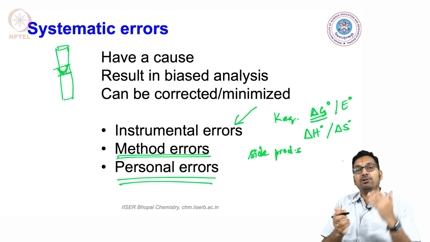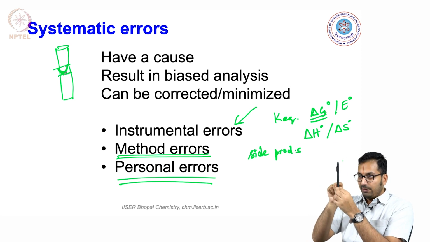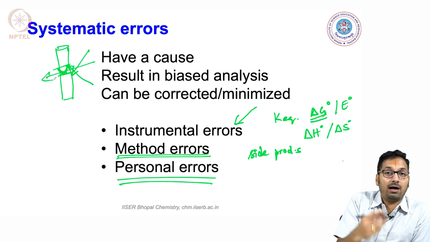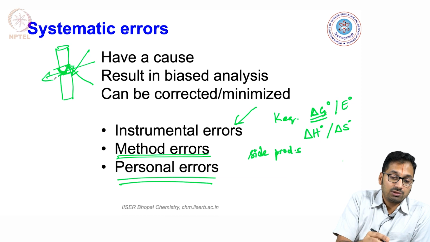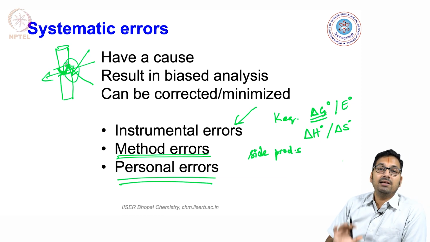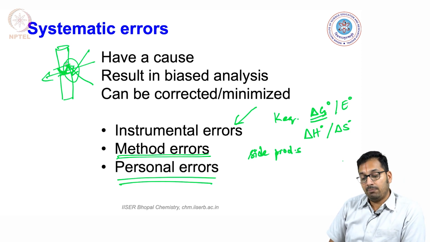On top of it, let's say you are looking at the burette, and instead of looking at it at eye level, you might be looking at it a little lower or a little higher instead of looking at the straight eye level reading. So you might have an error that comes up in the way you read out a given value. All these contribute towards personal error.